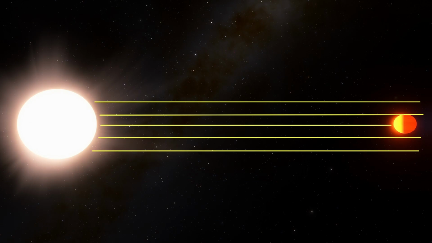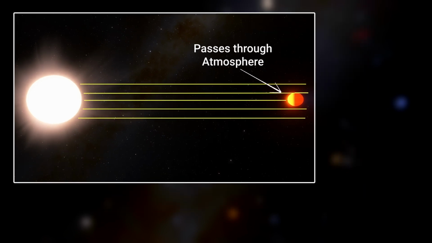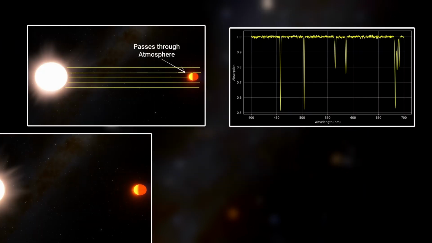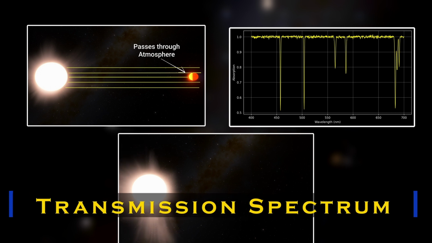When the photons from the host star pass through the atmosphere of the planet, particular wavelengths will be absorbed due to the chemicals present in the atmosphere. The characteristic signatures will present themselves when we observe the spectrum of the star as the planet transits in and out of our line of sight. The spectrum thus produced is called the transmission spectrum.